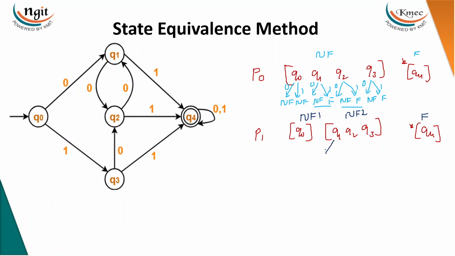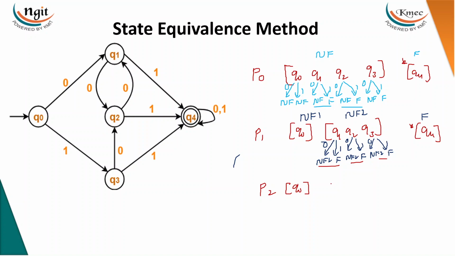Then check the others. Q1 on 0, where are we going? Q2, which is NF2. Q1 on 1, where are we going? F, since Q4 is F. The same way you write it. Q2 on 0 goes to NF2 only. Q2 on 1, you check it. Check the states and write, don't write it blindly. The same way you can go for Q3. Q3 on 0 goes to Q2, which is in NF2. Q3 on 1 goes to F. Any changes in this behavior? No. Then write down P3. Sorry, P2. Now Q0, any possibility of division?